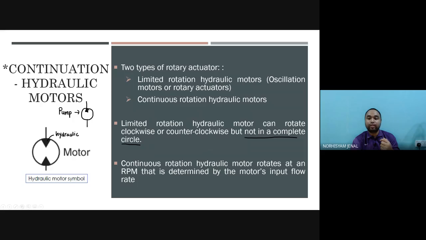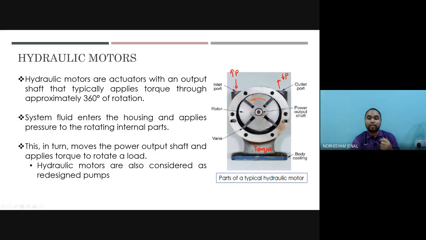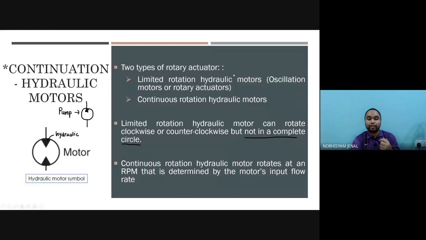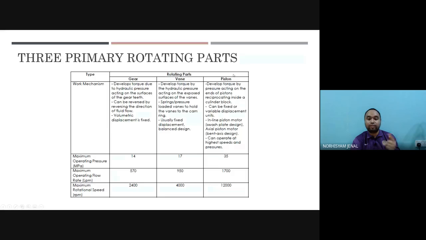How do we reverse it? For example, if this is the inlet port, it will spin this way and liquid goes to the other side. If this is the inlet port, it will spin this way, so it changes direction and comes out from this port. Alright, so that's the idea on how we can reverse the rotation.